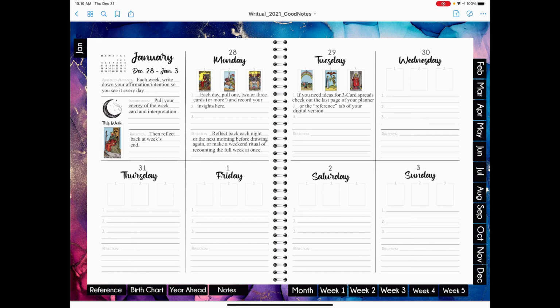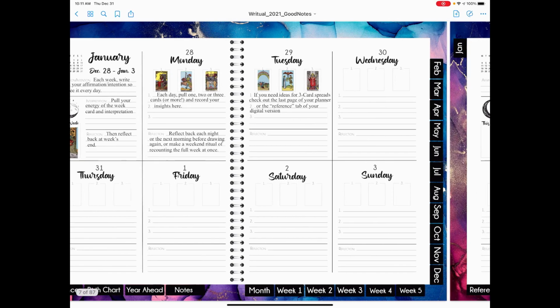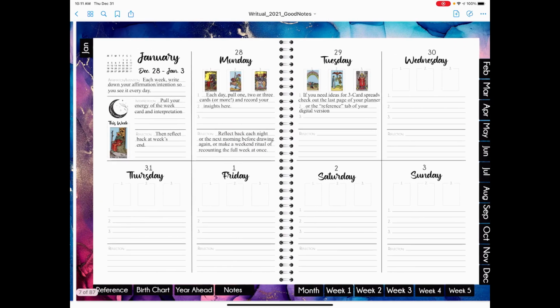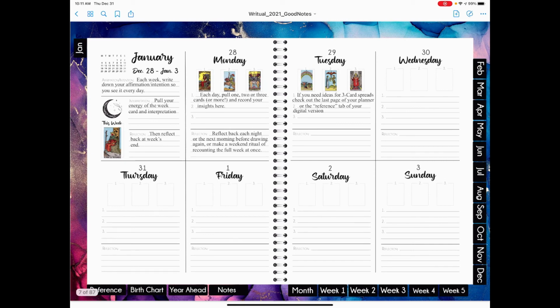Draw 1, draw 2, draw 3. You can add in extras, whatever suits you. The lines directly below the cards, again, are for recording your insights, your keywords for those cards, whatever it is that helps you connect to them. And then at the end of the day, you can come back and reflect on how those played out throughout your day. So that is the 2021 Tarot Journal.